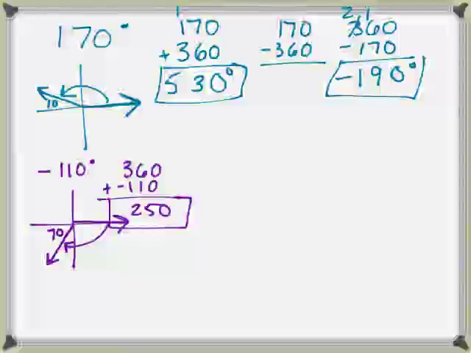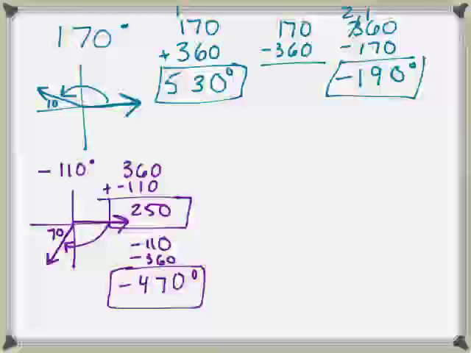And if I do negative 110 minus 360, since they're both negative, that's really doing what? Adding them. So I get negative 470.